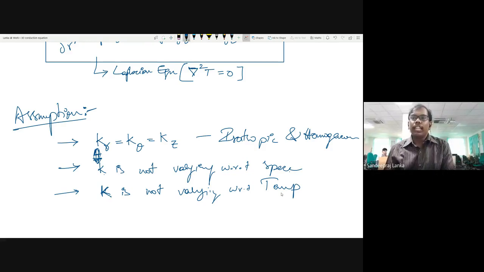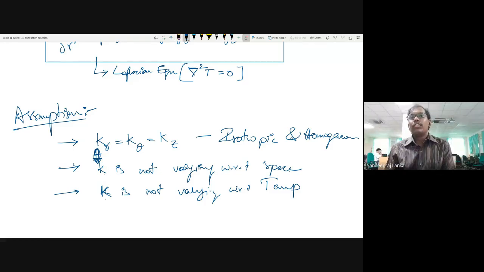And K is not varying with respect to the temperature. That is, K is not a property that depends on the temperature. That is the assumption you are taking here. But in reality, K may vary with temperature. In most of the cases, K will vary with the temperature. That's what we have seen in the introduction class to conduction in the beginning lectures. But here, as far as this equation is concerned, if you want to apply this equation, this assumption should be more or less satisfied in the case or in the temperature range that you are considering.